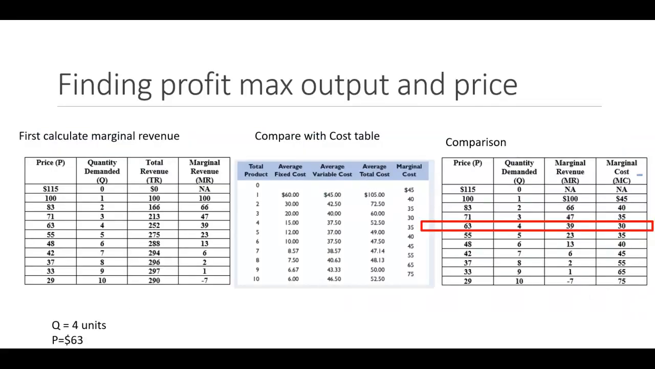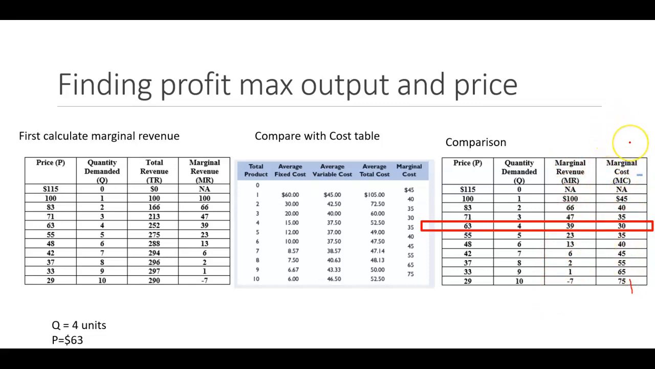So how are you going to do this? First, you calculated the marginal revenue. Again, change in total revenue divided by change in quantity. These should be the numbers that you got. You're going to compare the marginal revenue to the marginal cost. So I've put marginal revenue here and marginal cost here.